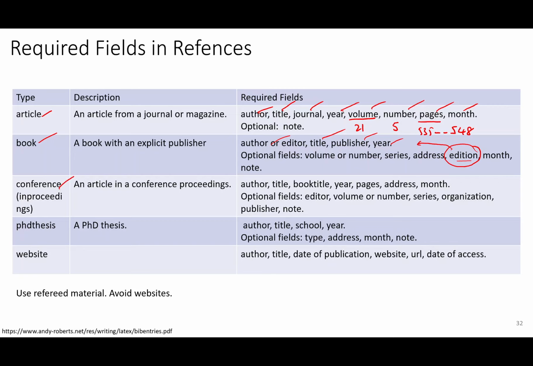If you take a conference, an article in conference proceedings, you need author, title, book title, that means the proceedings of what conference, year, pages, and usually the address. I usually put the address also where it was held.